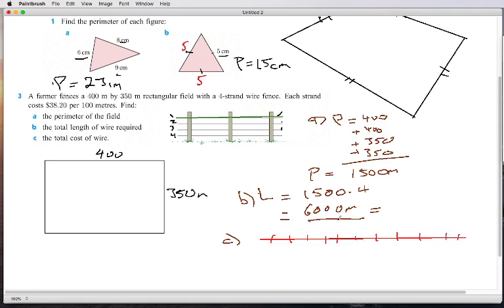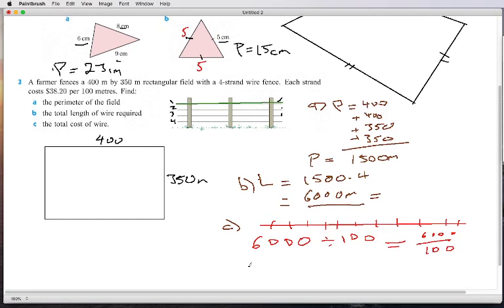So if you want to divide a 6,000 meter piece of wire into 100 meters each, you just have to go 6,000 divided by 100. Or you can write it like 6,000 over 100. And if you do that, you're going to find that you get 60 pieces of 100 meters. So 100 plus 100 plus 100 plus 100. If we do that 60 times, we're going to get 6,000 meters.